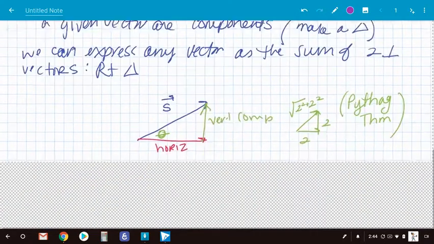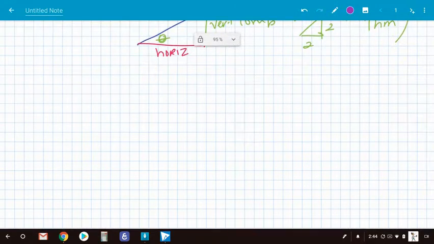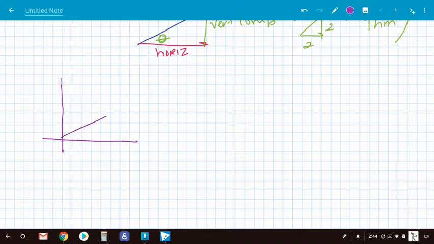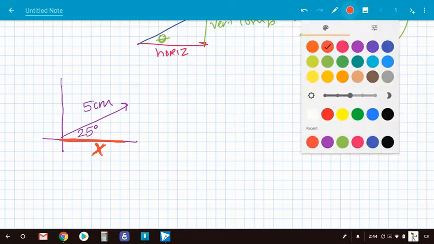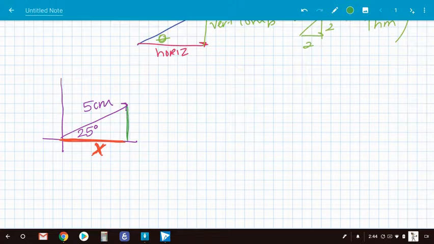I'm just going to make one up, actually. So if I give you a vector that said let's say 5 centimeters and 25 degrees. If I wanted to find the x value here, hoping that you remember SOHCAHTOA, and I'm going to just color this one different just for now.